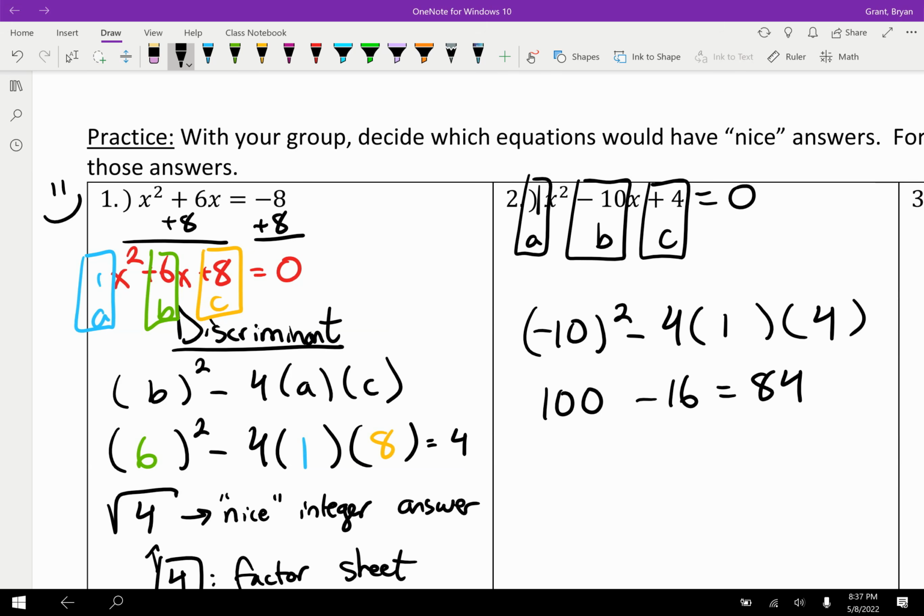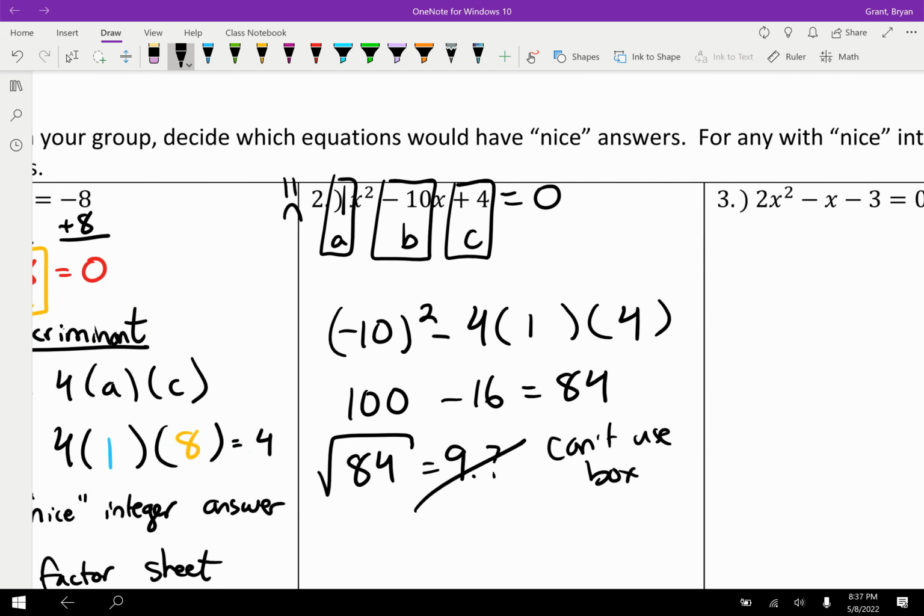If you look on your factor sheet, I think you'll see that 84 is not a perfect square, right? Try the square root of 84. What do you get? You're going to get 9 point something, probably 9.1 something. Not a perfect square, so not nice answers. This is an example of a non-factorable quadratic. You can't use the box. So how can you solve it? Well, you either use or finish the quadratic formula or complete the square. Up to you. Let's try the last one.